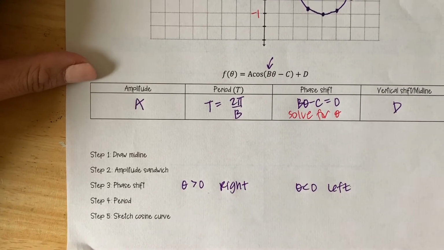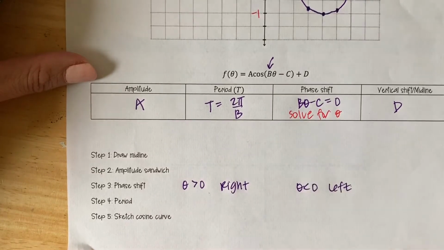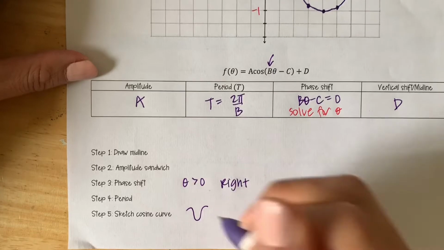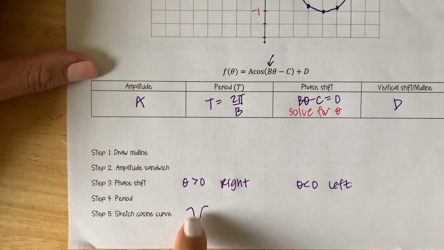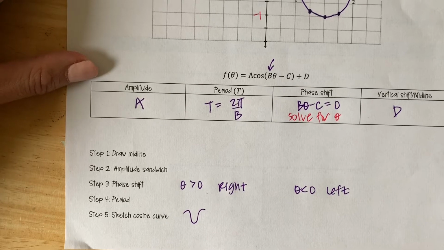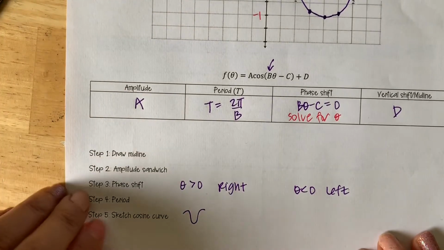You're going to look for your period, remember, which is 2 pi over B. And then you're going to go ahead and sketch the cosine curve, and it always starts up top, goes down, and then goes back up. So go ahead and type in all those steps, and let's go ahead and move on to our first example.